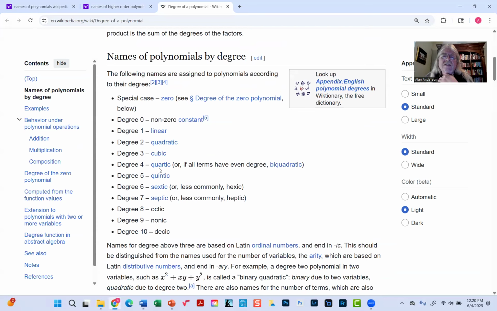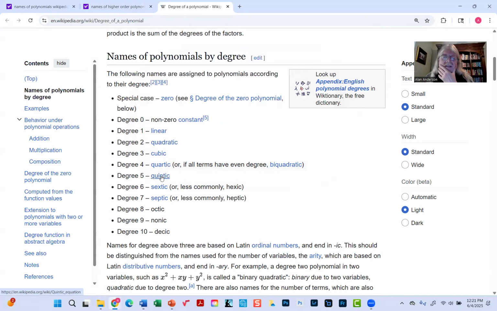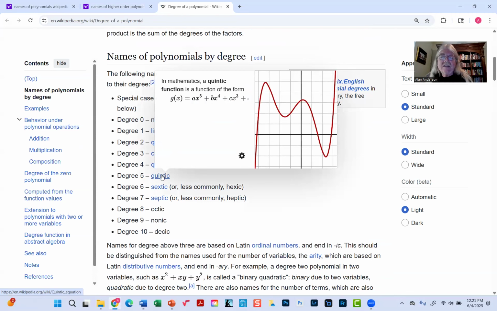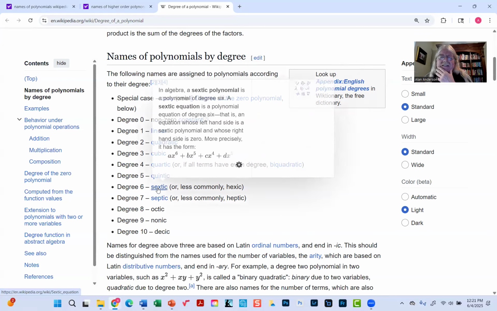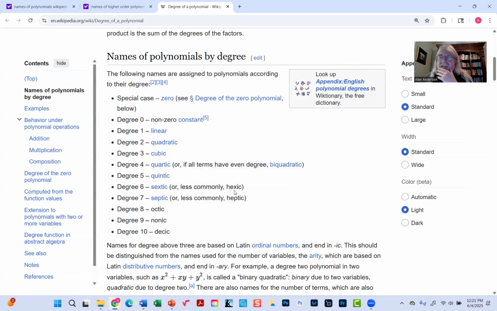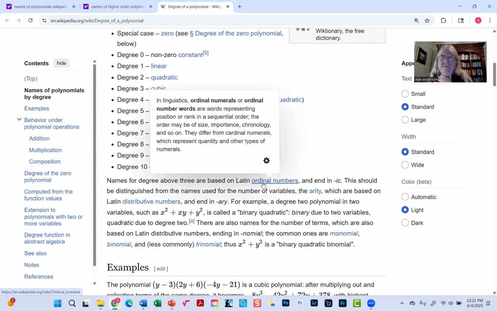Quartic is the fourth order polynomial. Quintic is fifth. Now, these are getting to some very strange names. These are things you don't hear every day. These are all, of course, taken from Latin. This is where they come from. Quintic is 5. Sextic is 6, or hexic. You've heard of hexagons. They have 6 sides. Septic is 7, or heptic. Octic is 8. Nonic is 9. And decic is 10. So yeah, it's all from the Latin.